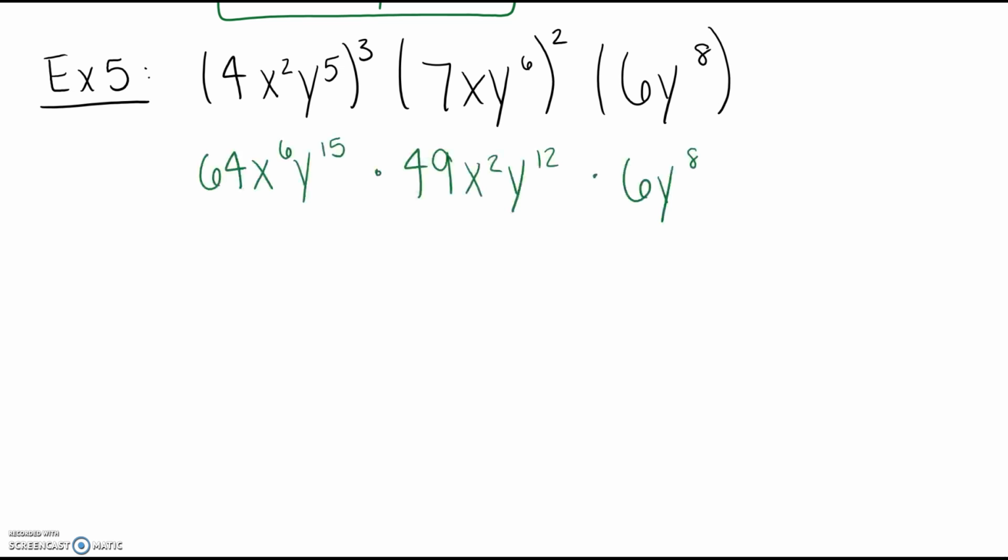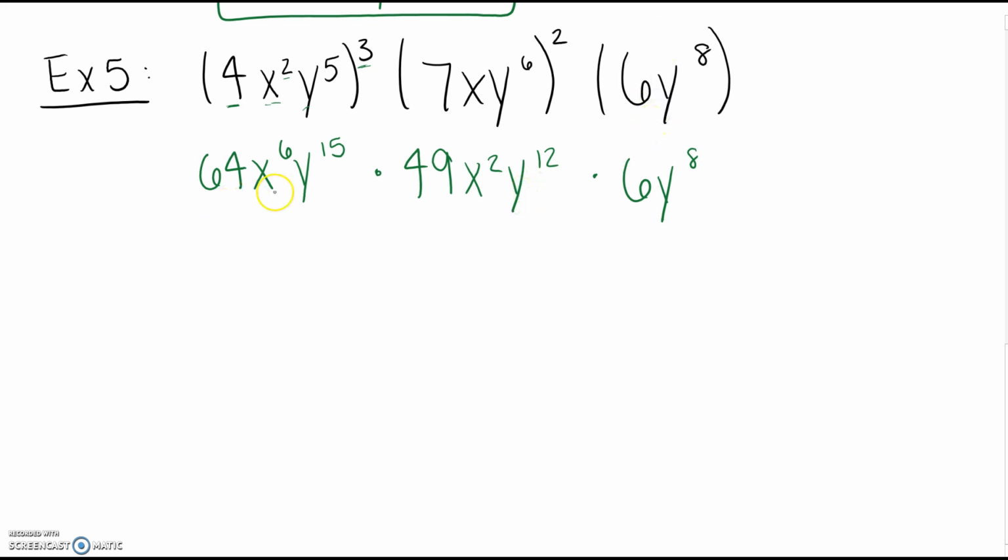Okay, so the first step is to use your power property. So 4 cubed, 64, x squared to the 3rd is x to the 6th, y to the 5th to the 3rd is 15. Then 7 squared is 49, x squared is x squared, y to the 6th squared is y to the 12th, and then we just bring down our next one.